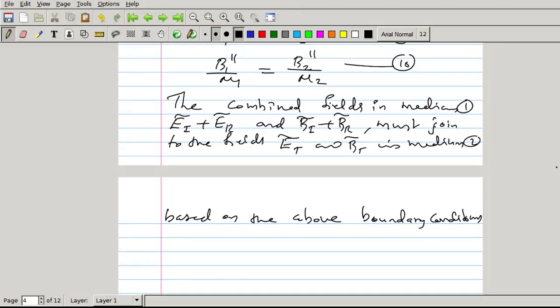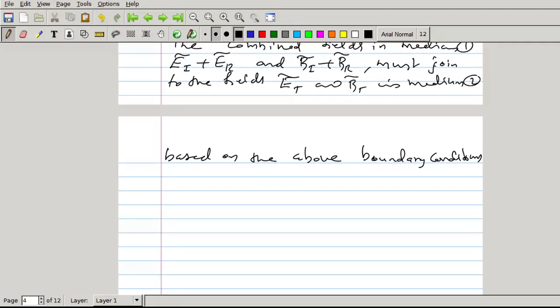Based on the above boundary conditions, the fields on the left hand side should join with the fields on the right hand side. In a general way we can write the field on the left hand side. Here we will have the field vector, electric or magnetic field vector, then e raised to i (k_i dot r minus omega t) for the incident wave.